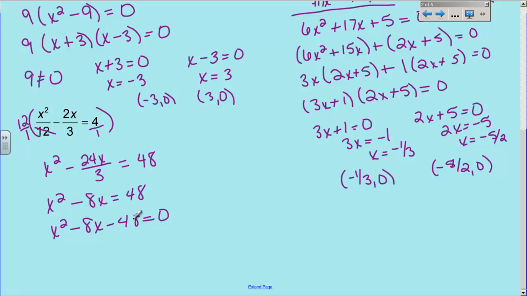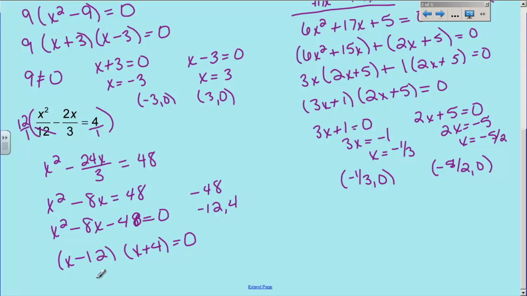Well, I need to multiply the a times c, 1 times 48, that becomes negative 48. I need two factors of negative 48 that add up to be negative 8. It tells me one of my numbers is going to have to be negative. My two numbers then are going to be negative 12 and positive 4. So when I multiply those, they give me negative 48. When I add them together, they give me negative 8. Like the example before, because this has a coefficient of 1, these become my two factors. So my two factors are x minus 12 and x plus 4.